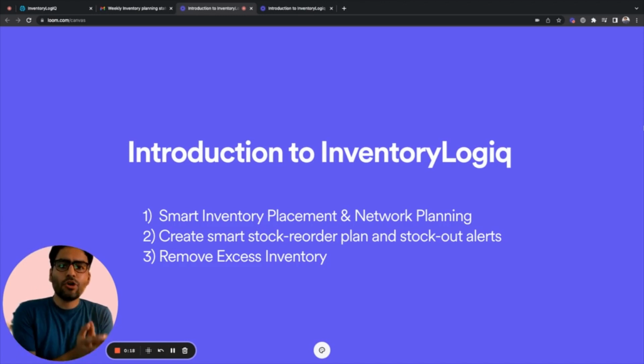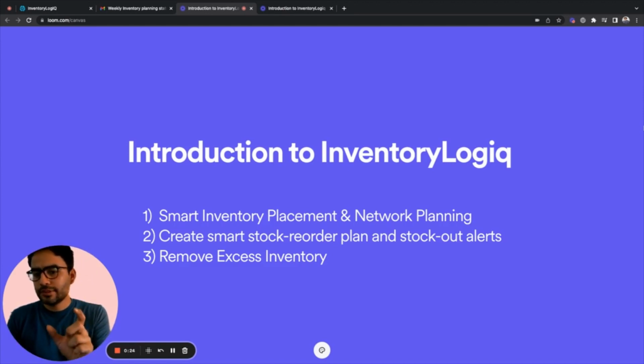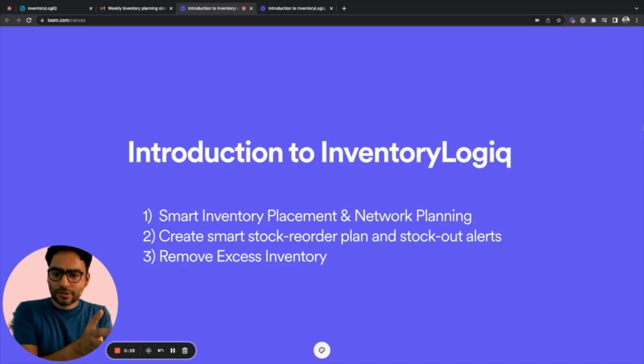The central logic that we utilize is similar to how Amazon Prime does for its own network, optimizing for two important variables: click-to-door shipping timelines and your cost per order.